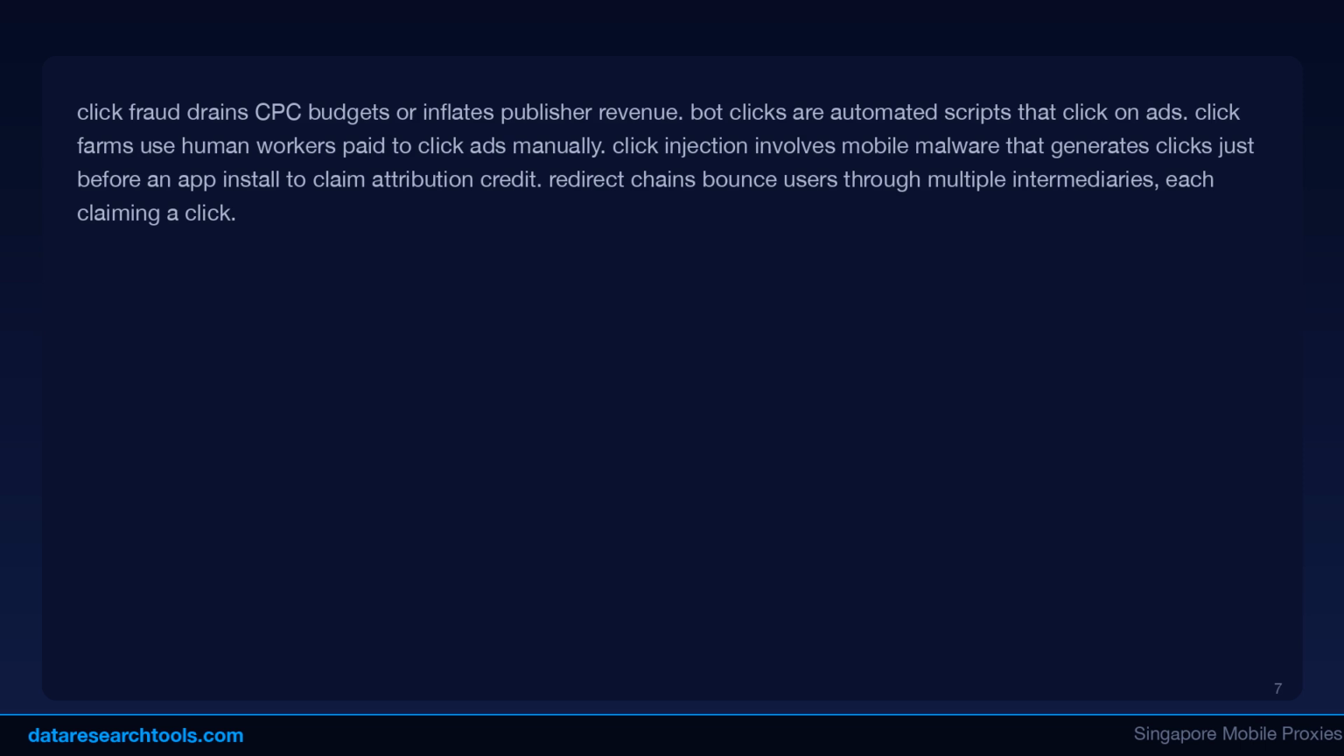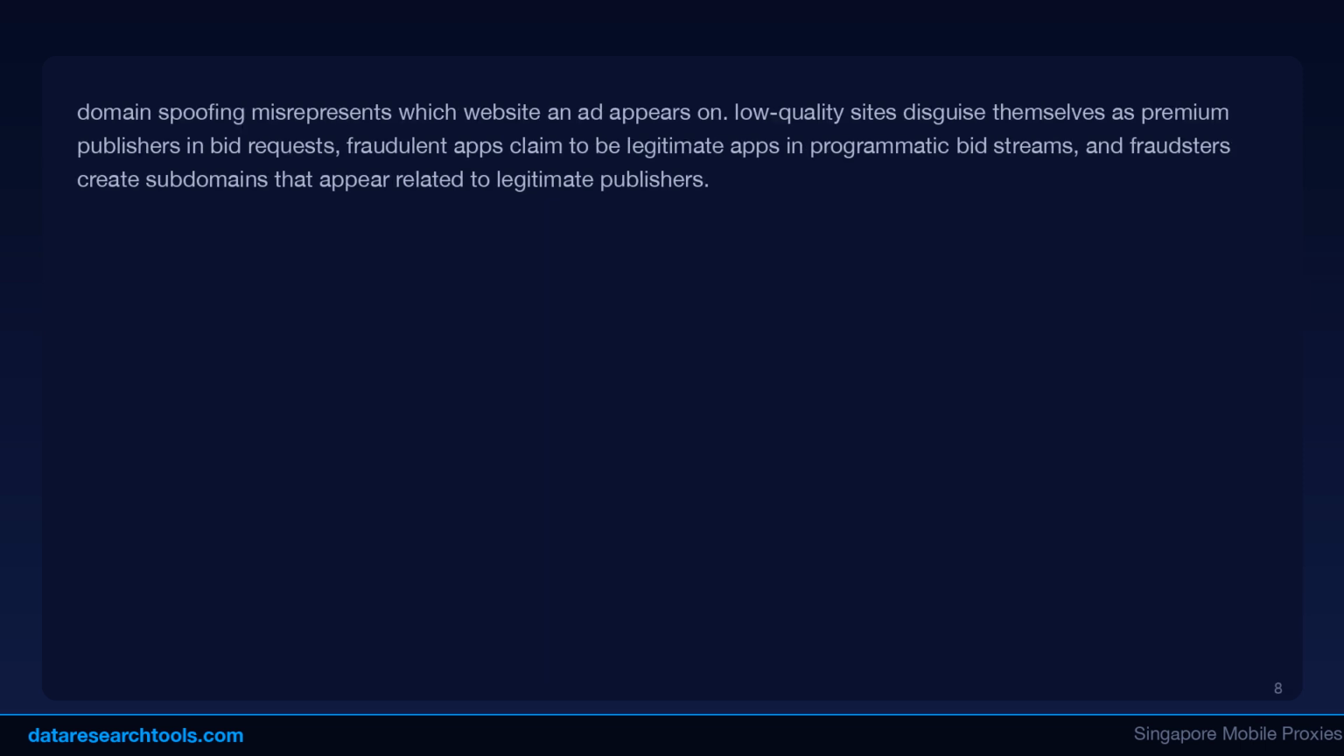Location spoofing makes traffic from one country appear to come from a higher value country. Geo mismatch means ads targeted to Singapore users are actually being shown to users in lower cost markets. Fraudsters also use proxies themselves to make their traffic appear to originate from target geos. To catch fraud, you need to see what is actually being served to users in each target market, which requires accessing the ad ecosystem from the perspective of real users in each location.